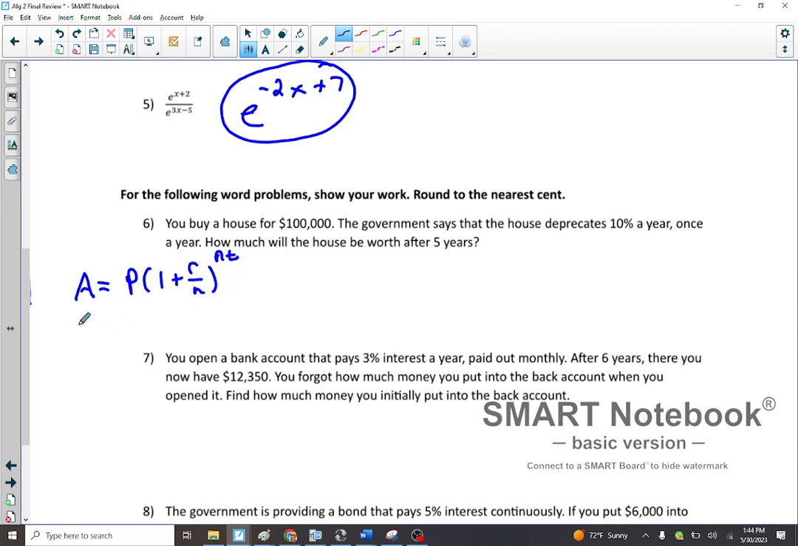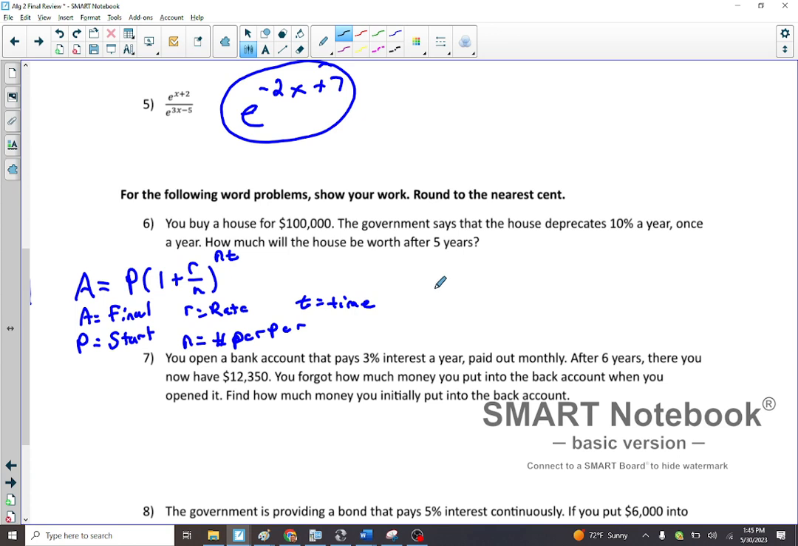As a reminder, A is your final amount. So we just need to know that. P is your principal, which is your starting amount. R is your rate. Remember, you have to change it to decimal for rate. N is the number of times per year. So if I say something like monthly, that'd be 12 times a year. If I say something like every week, that'd be 52 times a year. And T is time, typically in years.